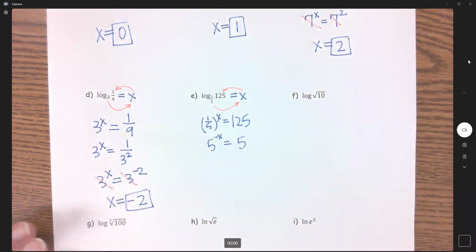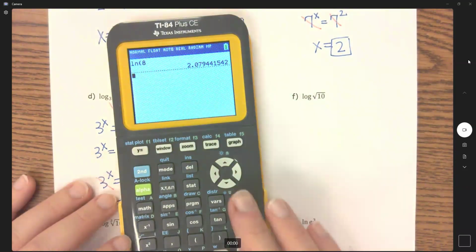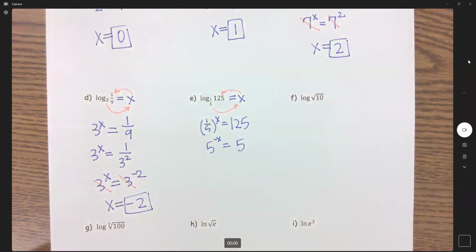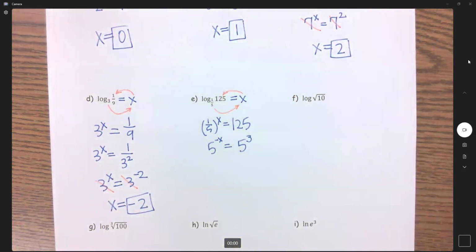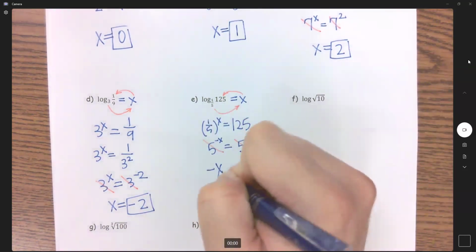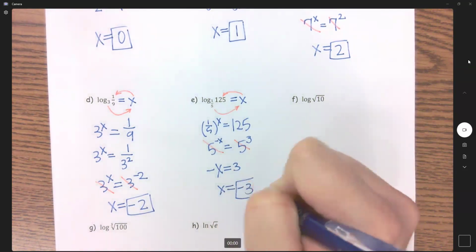And then if we don't know this one, we know 5 squared is 25. So if I start at 5 cubed, there it is. So now we can cancel. And I've got negative x equals 3. So therefore, x equals negative 3.